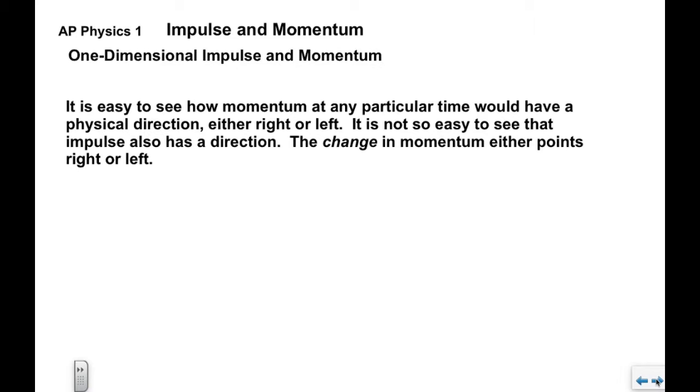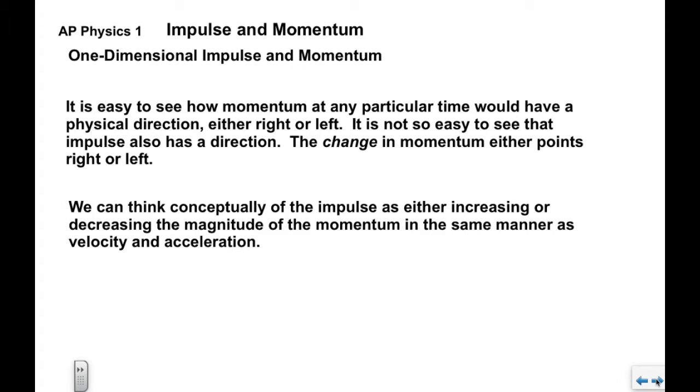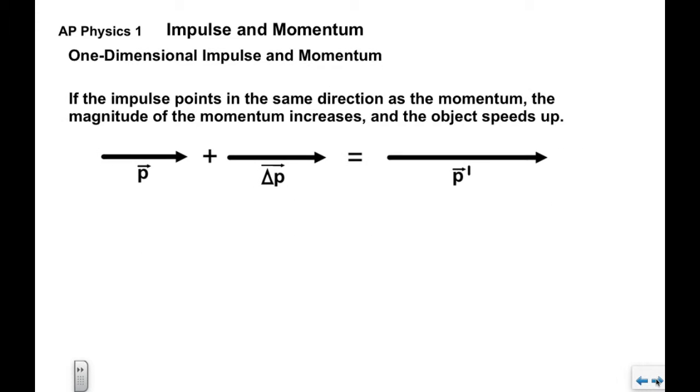What's not so easy to see is that impulse also has a physical direction. The change in momentum either points to the right or to the left. Now we can think conceptually of the impulse as either increasing or decreasing the magnitude of the momentum, the same way that acceleration does to velocity. So, in other words, if the impulse points in the same direction as the momentum, then the magnitude of the momentum increases and the object speeds up.